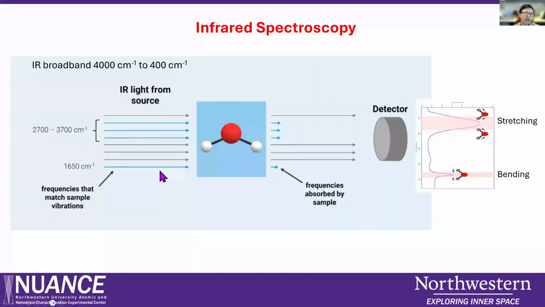If this energy matches the bending vibration, then they will also absorb and give another peak. You see here, the IR spectrum is basically an absorption or transmittance spectrum. This vibration absorbs the energy, and you get this spectrum. And then from the spectrum, you know which energy is absorbed, and that is matched to this chemical bond.